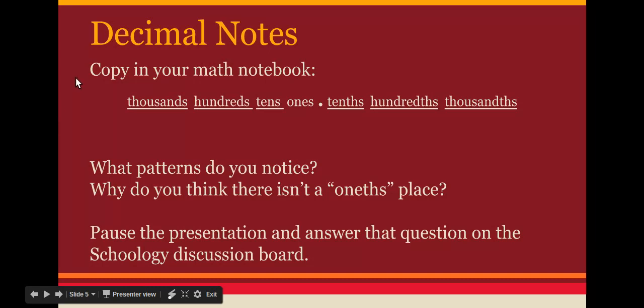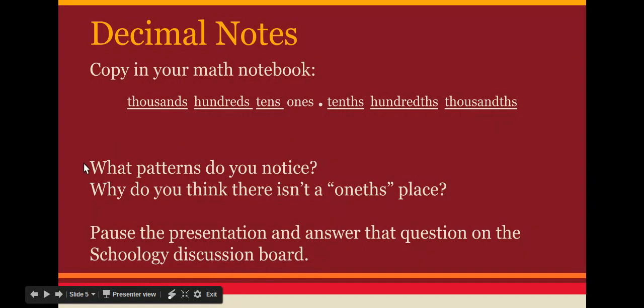Decimal notes, copy in your math notebook. Thousands, give it a space. Hundreds, a space. Tens, space. Ones. These numbers to the left of a decimal point are called the whole numbers. In between the whole numbers and the decimal places is a decimal point. Copy the decimal point, and to the right of the decimal point, write the words tenths, hundredths, and thousandths.